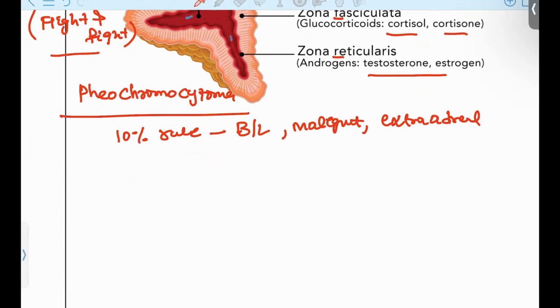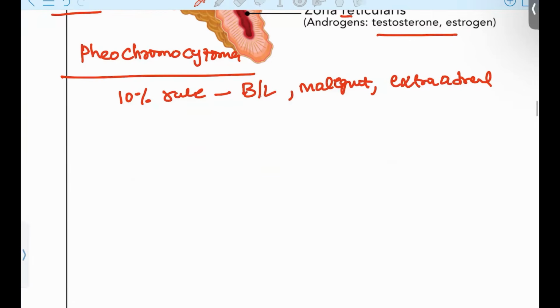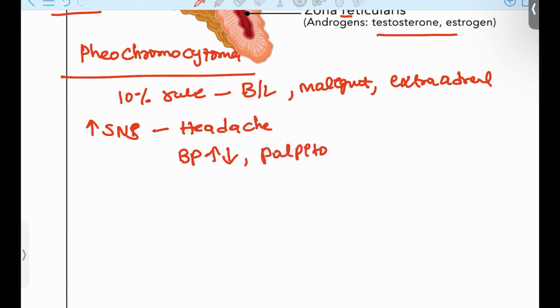What is the main culprit in this patient? When the catecholamines are increased, the sympathetic nervous system is increased, causing the patient a sudden onset of headache. Along with that, the patient will have BP fluctuations, and will also experience palpitations and flushing. These symptoms will be present, and they are frequent and recurrent.